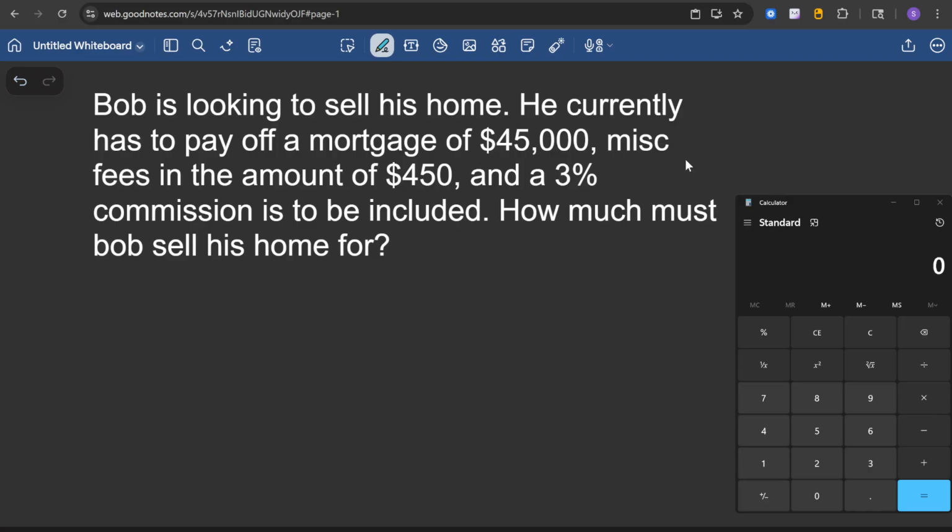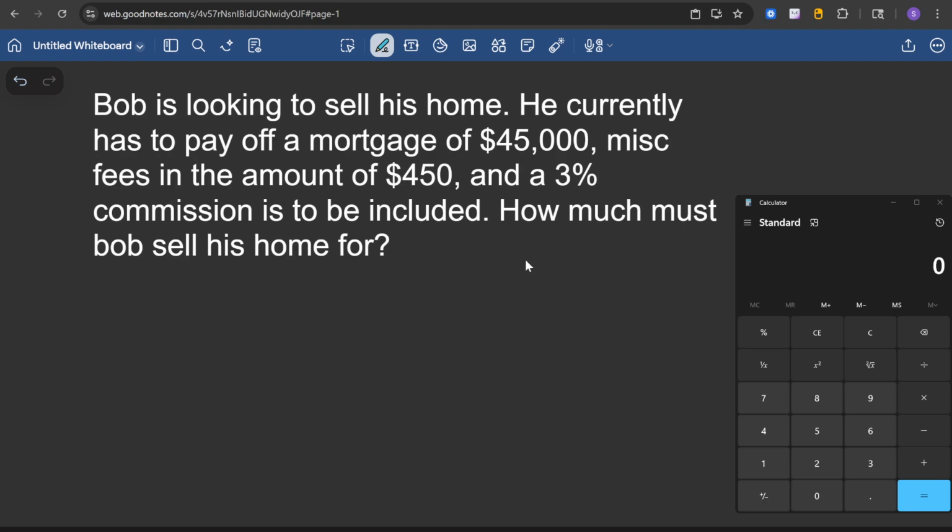Bob is looking to sell his home. He currently has to pay off a mortgage of $45,000, miscellaneous fees in the amount of $450, and a 3% commission is to be included. How much must Bob sell his home for?